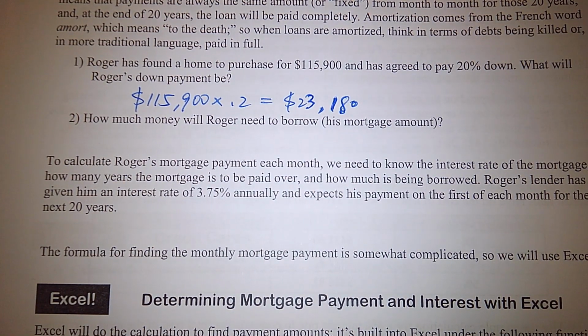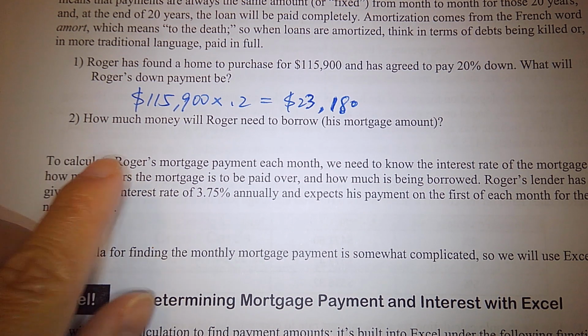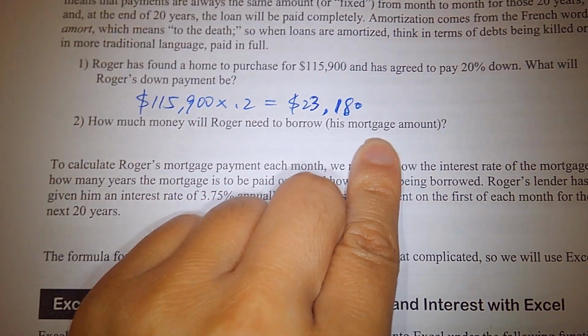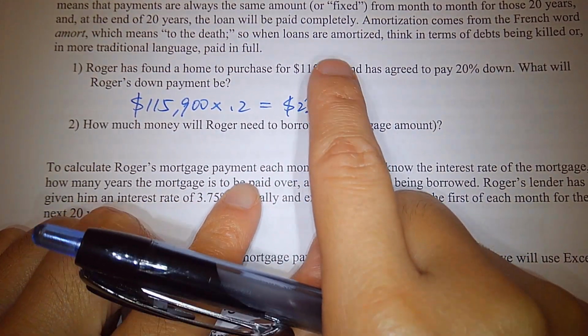If you buy a car and you want to borrow money, you have to pay some down payment. Then the rest of the money you borrow from somewhere, right? That rest part is your mortgage. Okay, how much money will Roger need to borrow? The difference between these two, right?